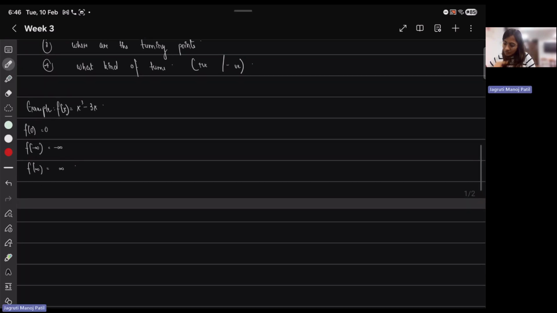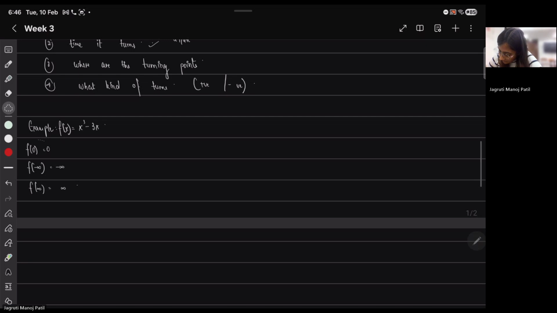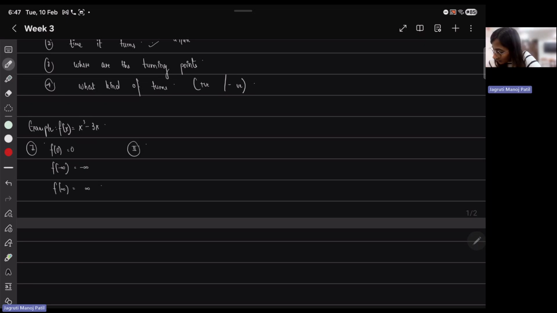Okay, so we know this. Now the next step is the number of times it turns. How do you get that number? You do df by dx, the first derivative of the function. Now this was step 1. Right, now step 2. What would be step 2? The derivative of the function.